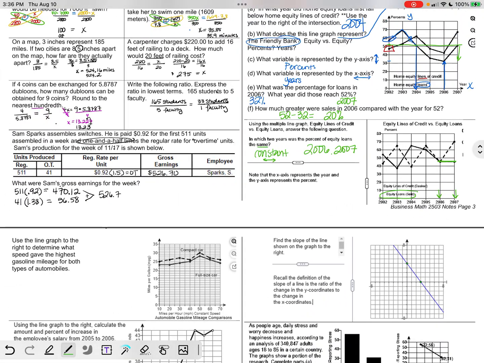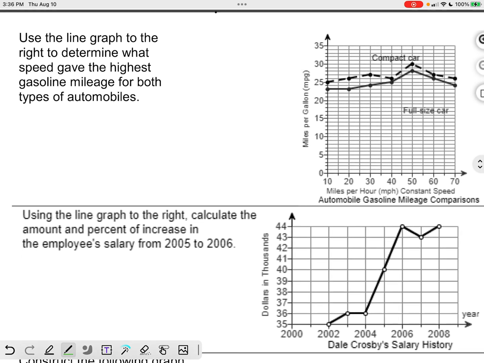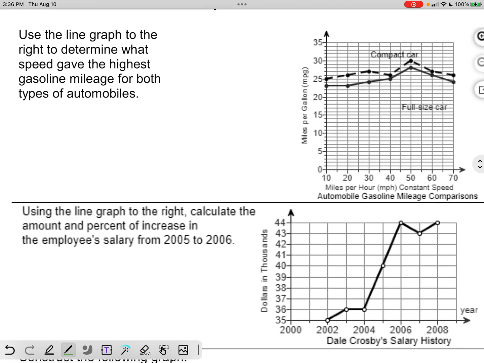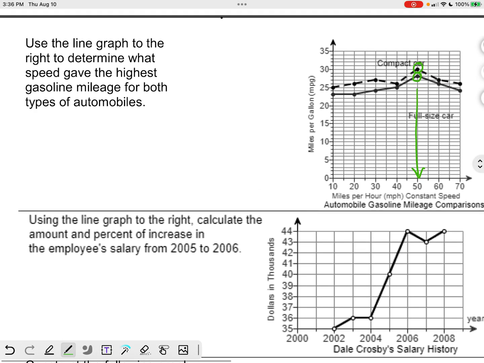Okay. Moving on, my loves. Use the line graph to the right to determine what speed gave the highest gasoline mileage for both. So I would look, honestly, right here. This is the highest point of the dash-dotted, and this is the highest point of the solid, and it corresponds with, I can't read that. Oh, that's a 5. So 50 miles per hour.